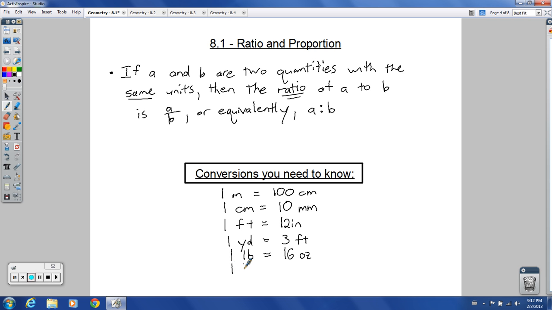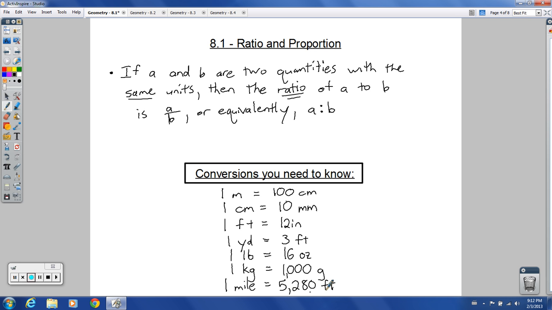1 kilogram, if you ever see that prefix kilo, you should think 1,000. So 1,000 grams is equal to 1 kilogram. This isn't here, but you should know also that a kilometer is 1,000 meters, but that prefix kilo always goes together with that. And then probably the most obscure one, but you have to know this one too, 1 mile is 5,280 feet.